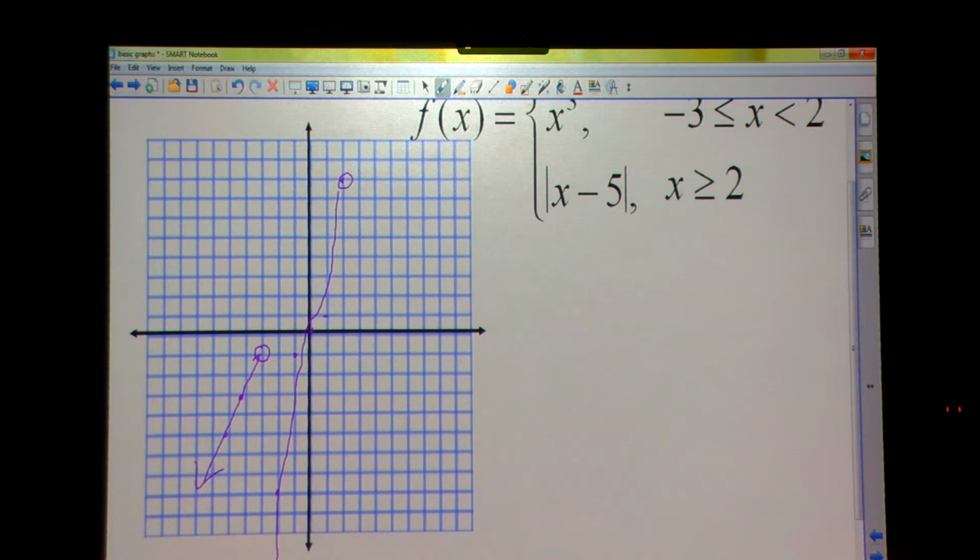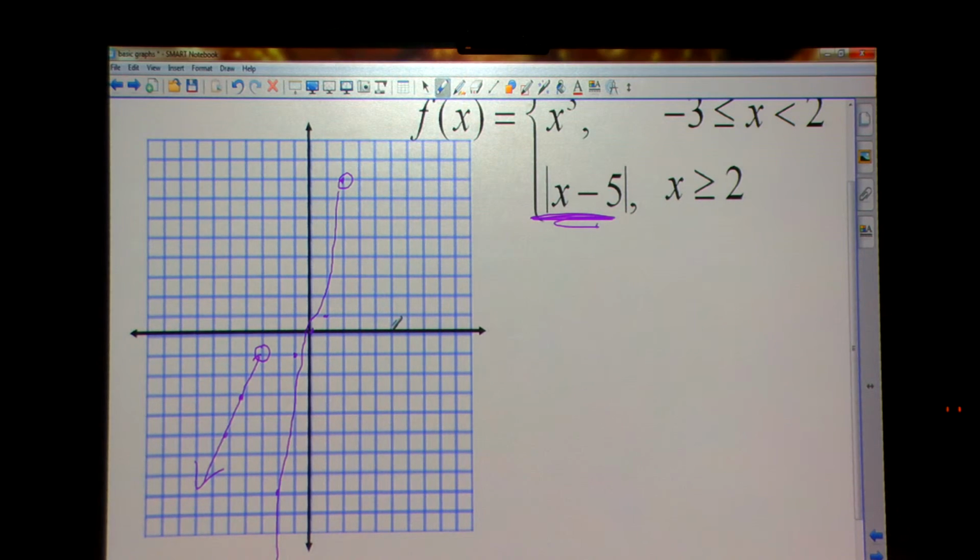Okay, the next part is a V moved right. So it'll be V moved right at 5. So it looks like that. But be careful, we only want it past 2, so don't go past 2. So here's 2, close it up. You only want 2 past.